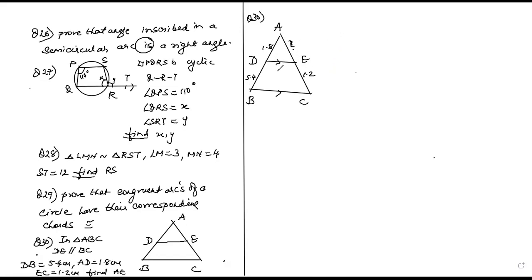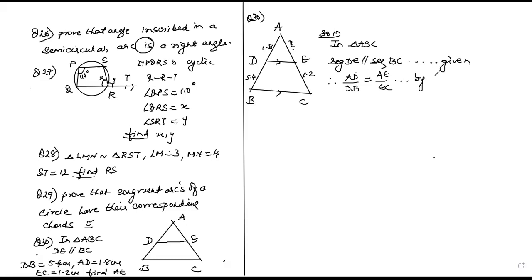जब भी कोई triangle में a line is parallel to one side, intersects the two sides, then it divides the two sides in equal ratio. That is what the basic proportionality theorem says. So how it will become, children? In triangle ABC, I'll say segment DE is parallel to segment BC, given. Therefore, AD upon DB is equal to AE upon EC by basic proportionality theorem.